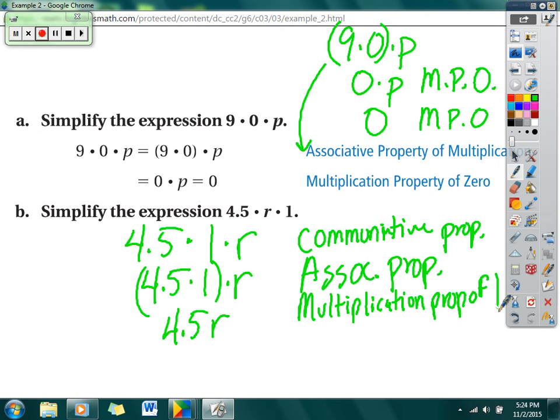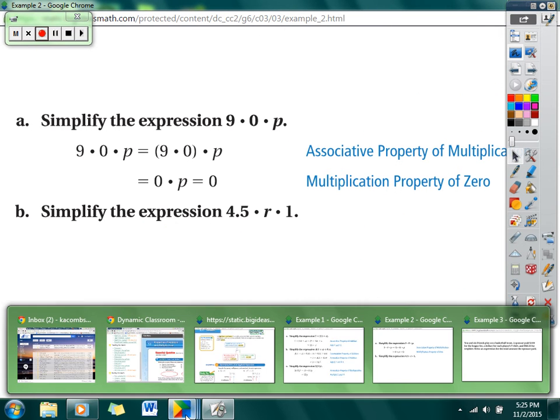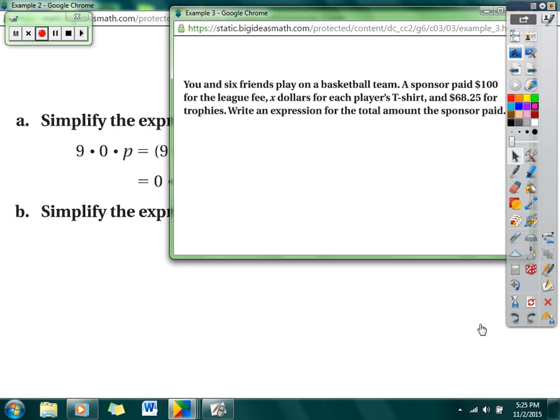And then you're done. Okay? And the reason you're done is because you can't simplify it anymore. There are no more like terms to combine. Let's go over the last example. Example number 3.